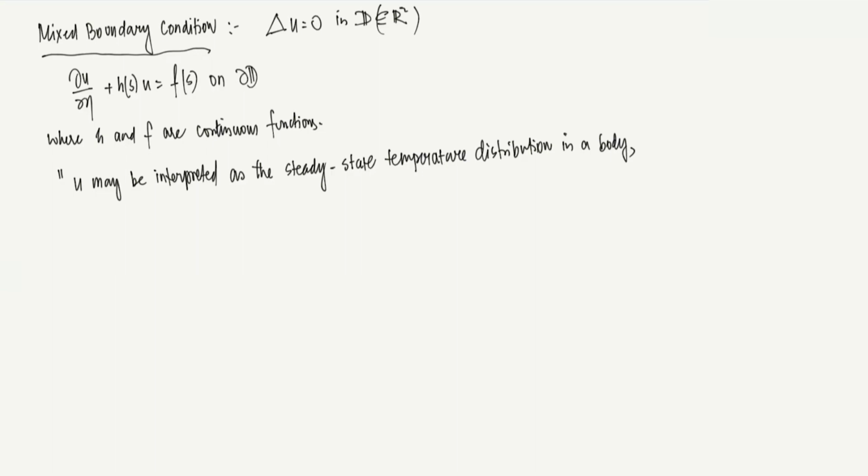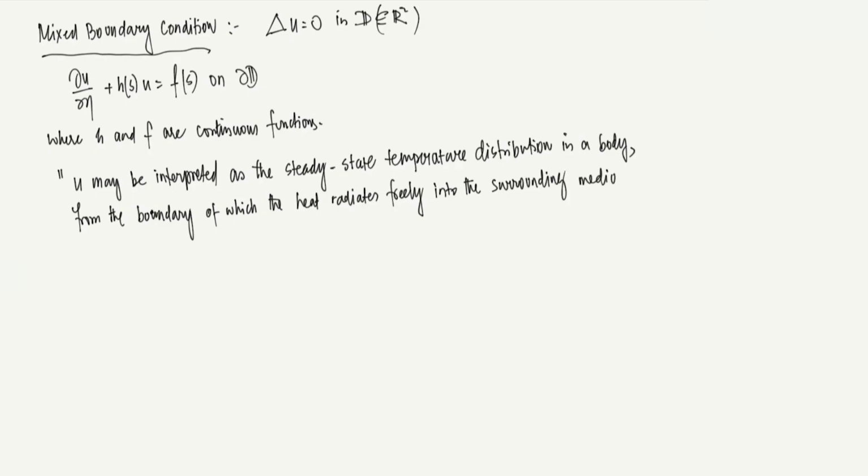the body. Now the point is this: the boundary data will determine what exactly I try to do. Del u del eta plus h of s u equals f of s means that the body, from the boundary of which the heat radiates freely into the surrounding medium of prescribed temperature.